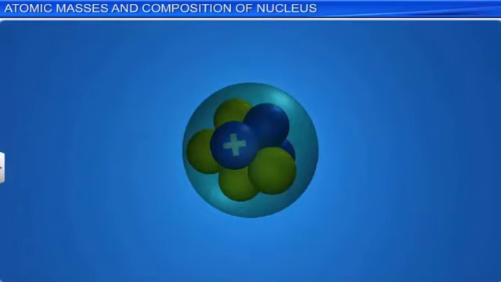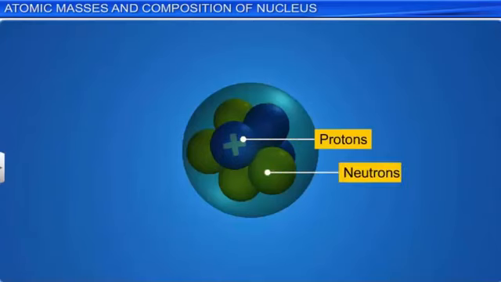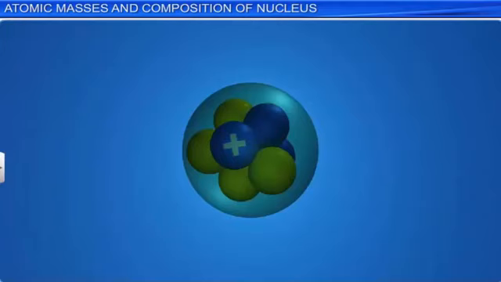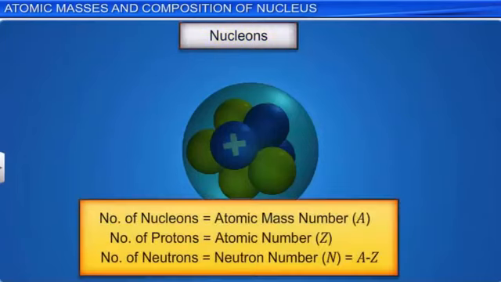Therefore, the nucleus consists of positively charged protons and neutral neutrons. Neutrons and protons together are called nucleons. The total number of nucleons in a nucleus is called the atomic mass number and is denoted by A. The total number of protons in a nucleus is called the atomic number and is denoted by Z. The total number of neutrons in a nucleus is called the neutron number and is denoted by N.